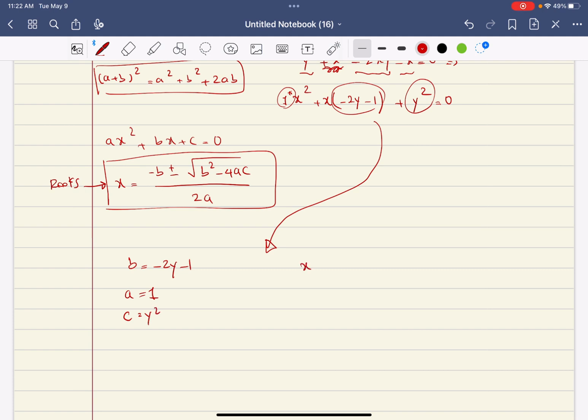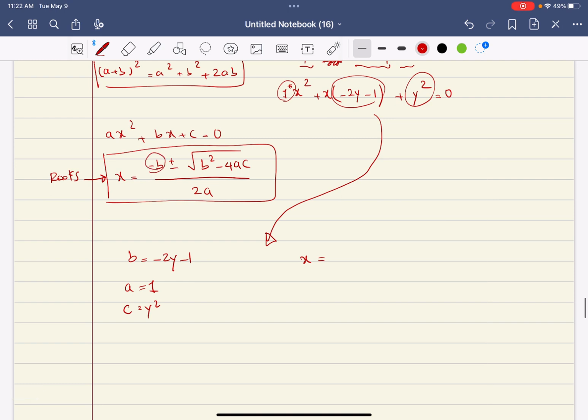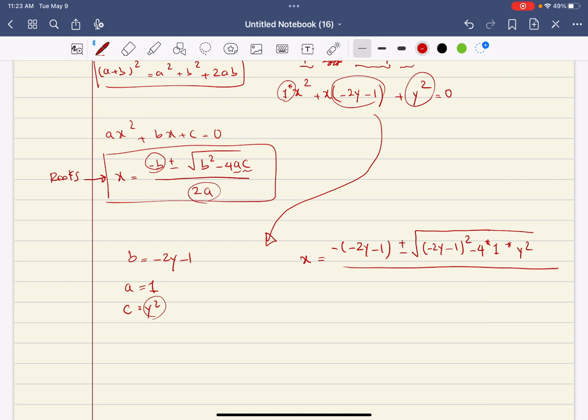So let's find the roots for x. It would be x equals negative b, or negative of negative 2y minus 1, plus minus root b squared. B squared would be negative 2y minus 1 to the power of 2, minus 4 times a, or 1, times c, or y to the power of 2, over 2a, or 2 times 1, or 2.